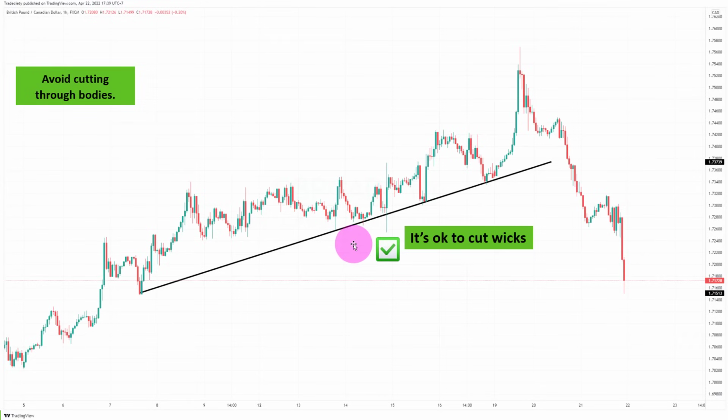When it comes to drawing a trend line, it is okay to cut through the candlestick wicks or the shadows, whatever you want to call it. However, you have to avoid cutting through a body. If you have to cut through a body to get in a trend line, it takes away from the quality. So to improve the quality of your trend lines, make sure that you don't have to cut through a body. And if you have to cut through a body, don't use that trend line.